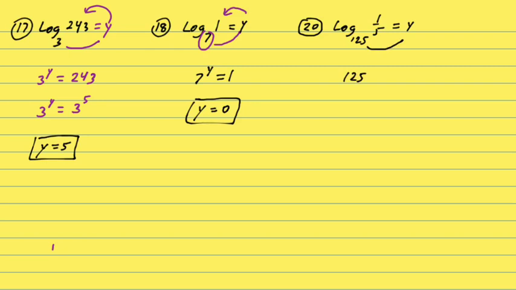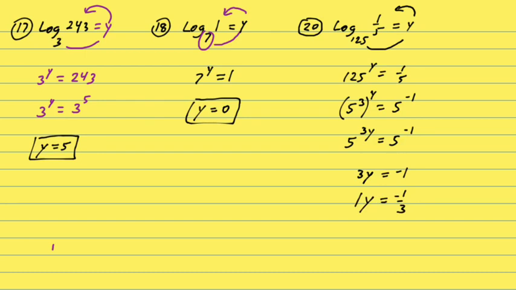On number 20, I'm going to do 125. This is the fish hook, raised to the y equals what here? 1/5. 125 is 5 to the 3rd. 1/5 is 5 to the -1. When you have a power raised to a power, you multiply them. So now my bases are equal, my expressions are equal, so the exponents have to be equal. So what I'm going to write is 3y equals -1, and I'm going to divide it by 3.